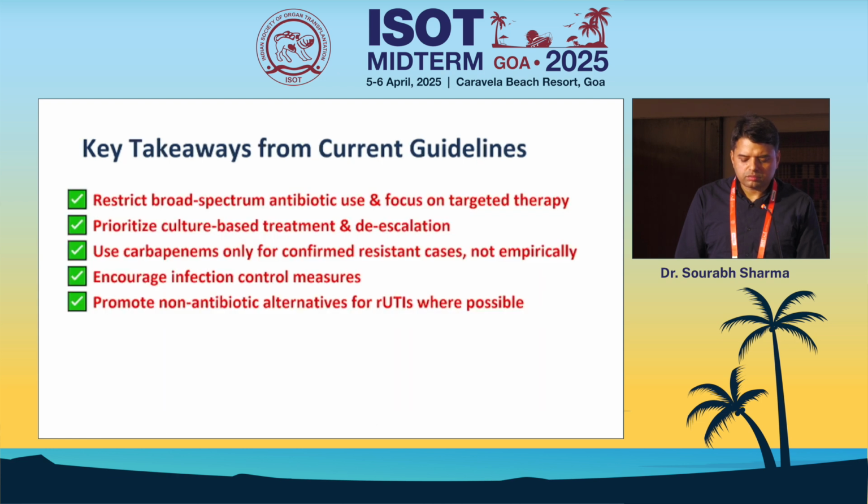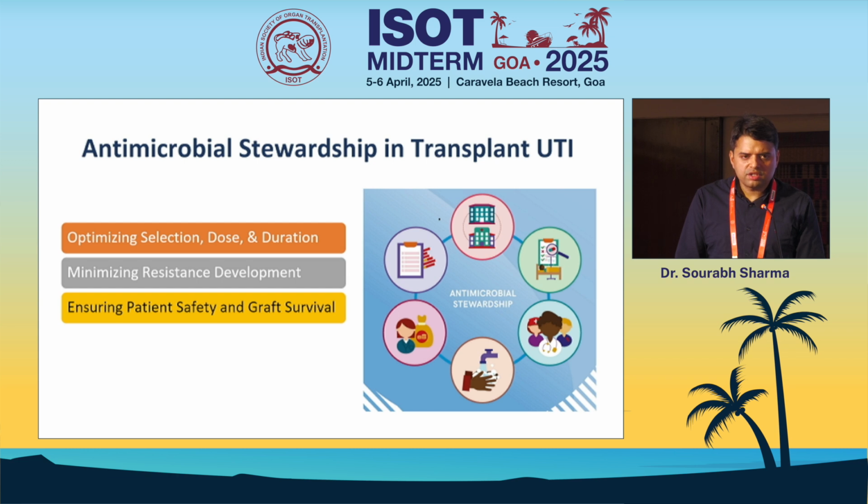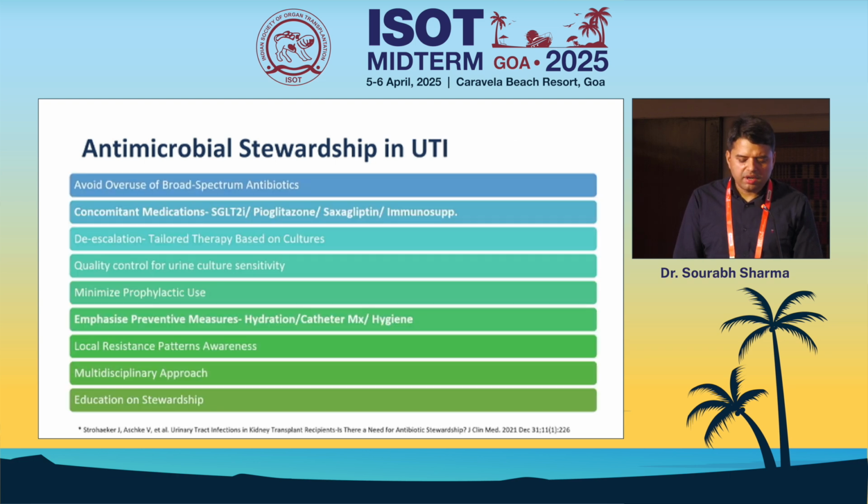So regarding the current guidelines, the key takeaways of the various guidelines are to restrict broad-spectrum antibiotic use and focus on targeted therapy, to prioritize culture-based treatment and de-escalation, and to use carbapenems only for confirmed resistant cases and not empirically. They encourage infection control measures and promote non-antibiotic alternatives for recurrent UTIs. That is why antimicrobial stewardship is important in transplant UTI. It will help us optimize the selection, dose and duration, minimize resistance patterns, and ensure patient safety and graft survival. So here are the proposed antimicrobial stewardship goals in UTI post-transplantation.